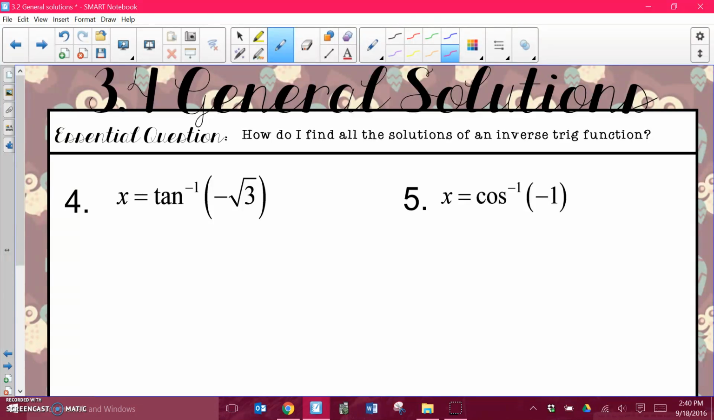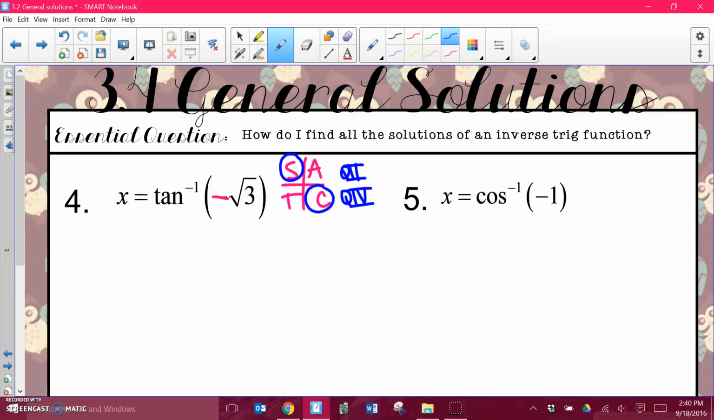So on number 4, it says the inverse tangent of negative root 3. The first thing I know, since this is a tangent, is that tangent is negative in quadrant 2 and quadrant 4. That's because remember, All Students Take Calculus tells us where it's positive. So I'm looking for an angle in quadrant 2 and an angle in quadrant 4.